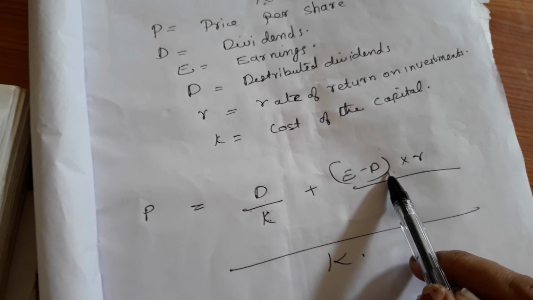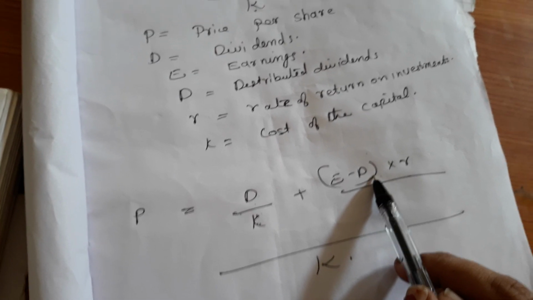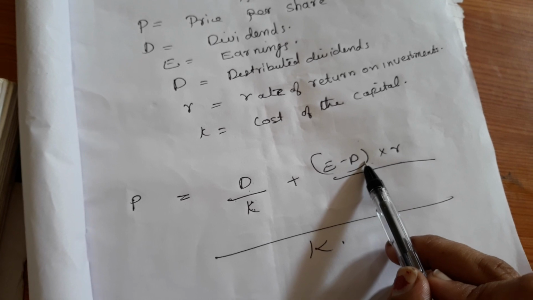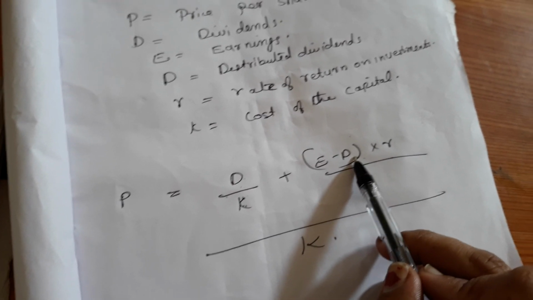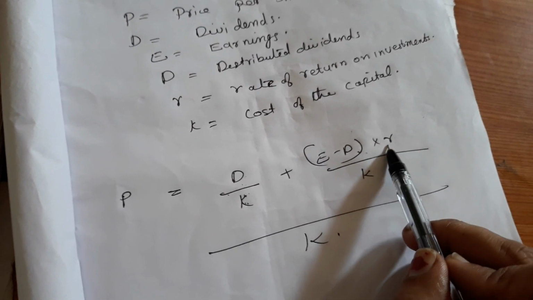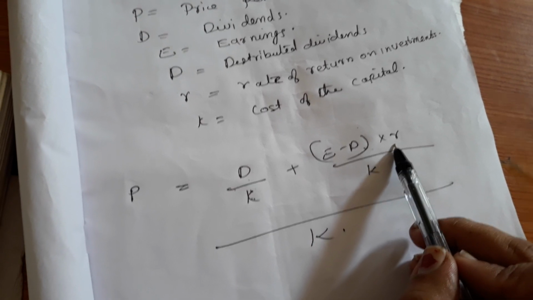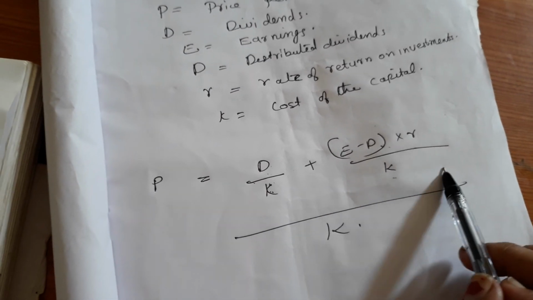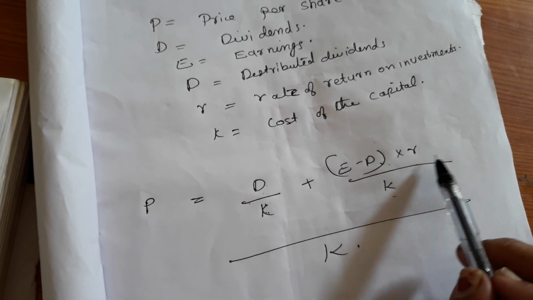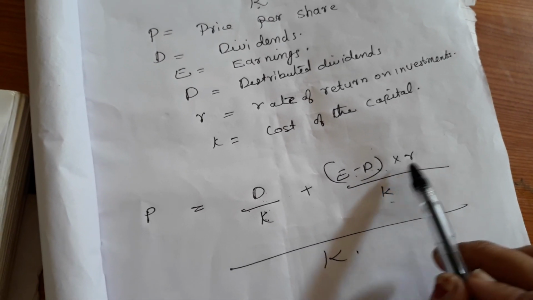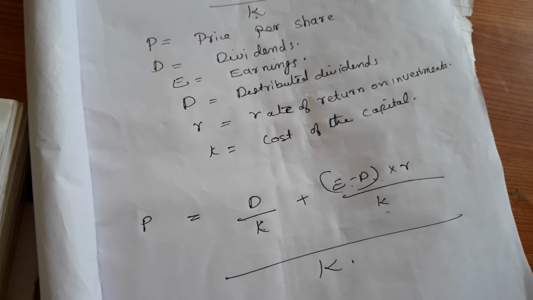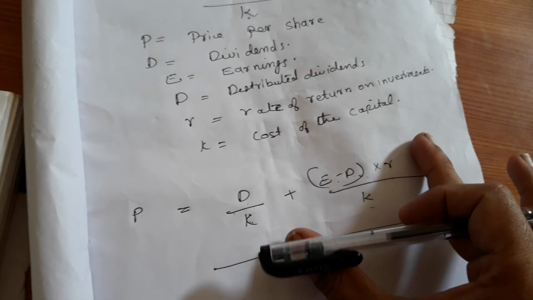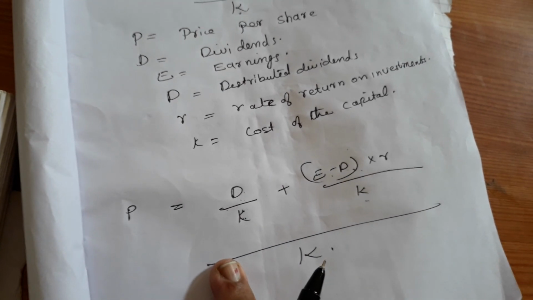E minus D means how much amount is left after distributing dividends. That is the retained earnings, isn't it? So the retained earnings into R, which is the rate of return by cost of the capital, will give us how many investments we are making in future, that endless indefinite investments, the value of those investments to the present.